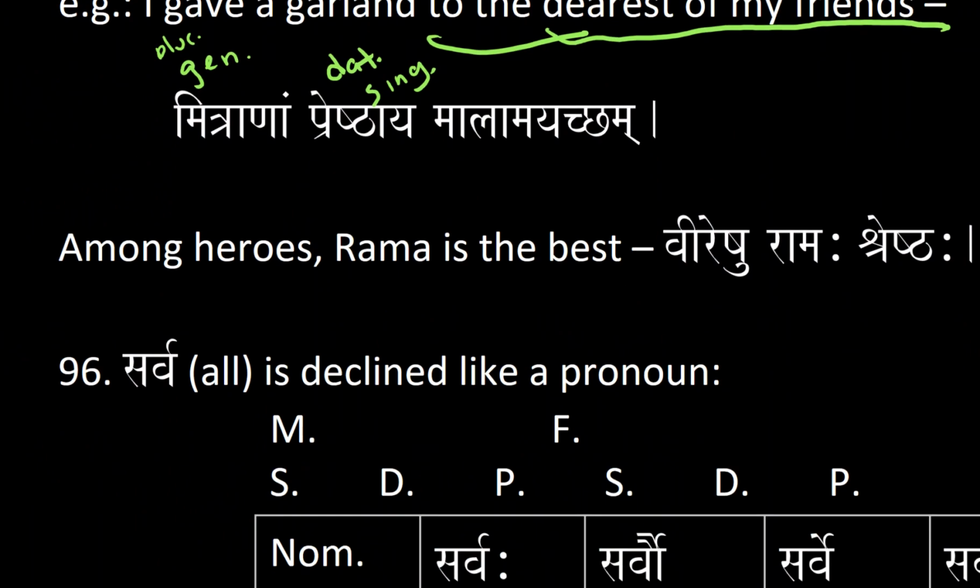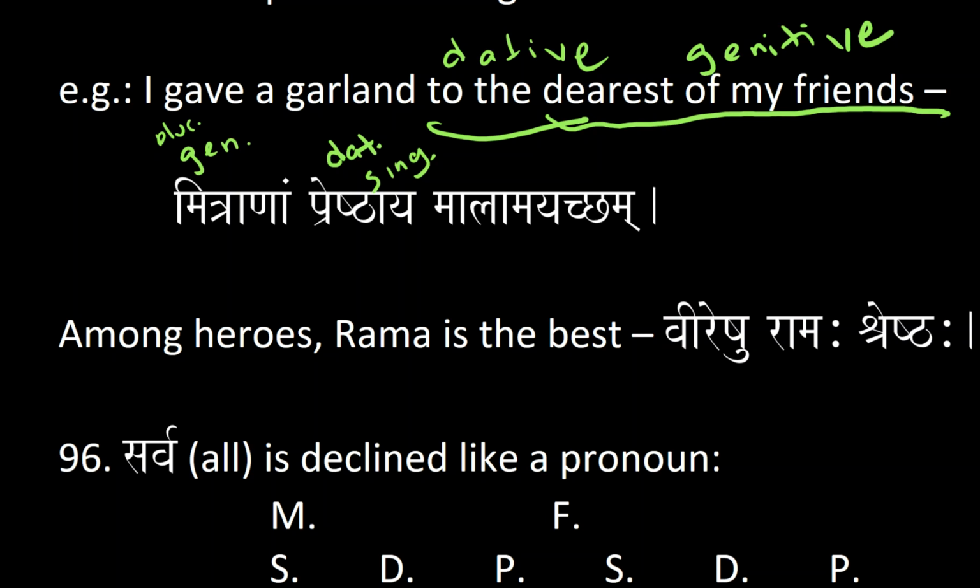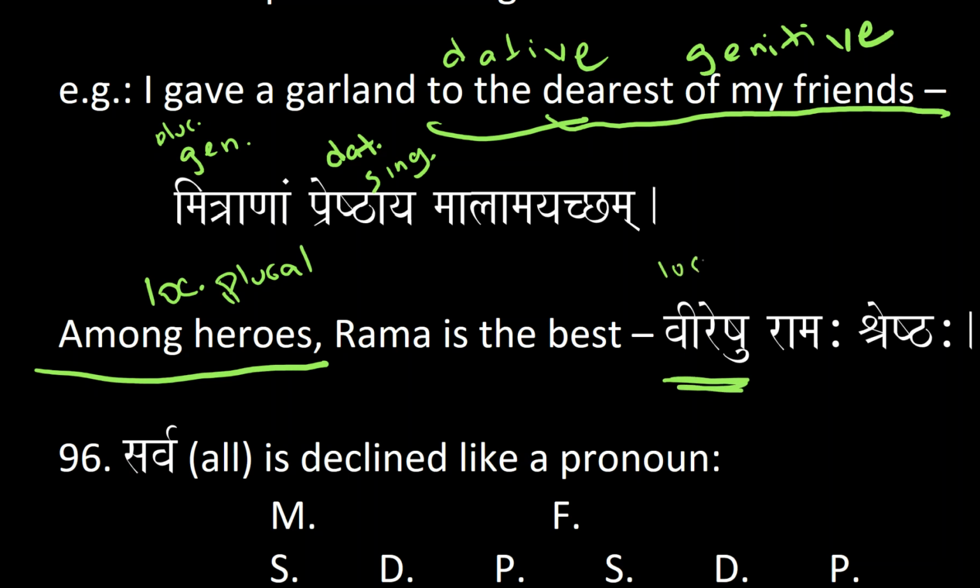Then the next, like among the heroes, Rama is the best. So out of all heroes or among heroes, this is going to be in the locative plural. And Rama is the best, Rāmaḥ shreshthaḥ. But then vīreshu is locative plural. Among the heroes.